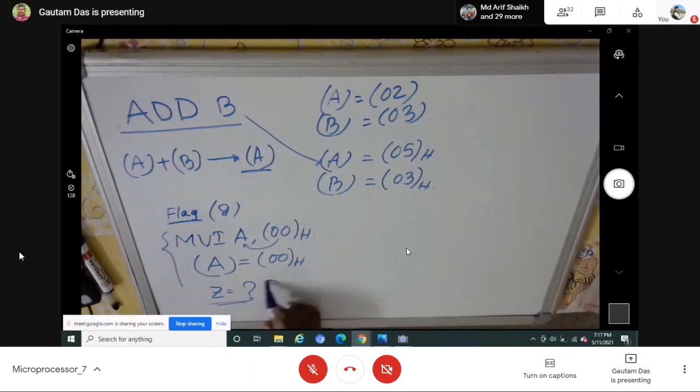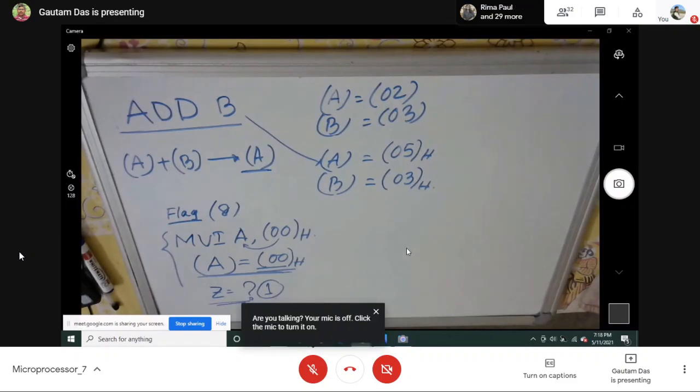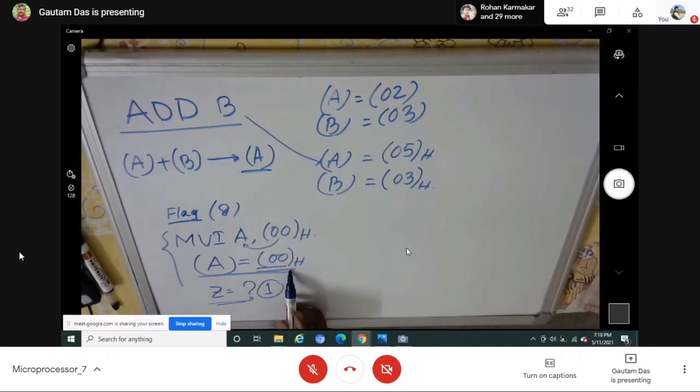Why? Because your accumulator content is 00, and I told you if the accumulator is 00, then zero flag will be equal to 1. But remember, this is not the only condition. If accumulator content equals 0, zero flag will be 1, but that is not the whole condition. I repeatedly said that the accumulator content must be 0 after performing an arithmetic or logical operation.